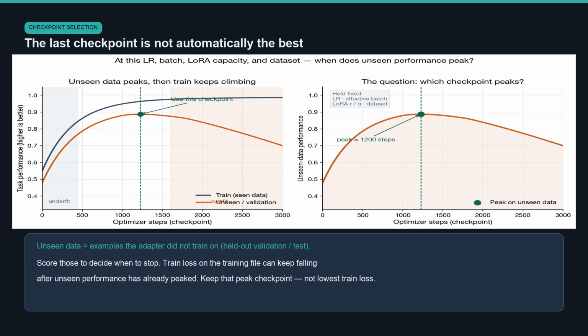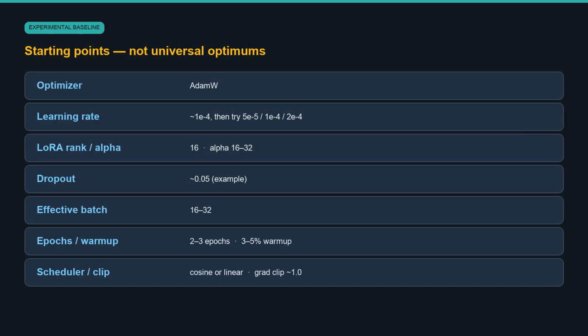A strong experimental baseline is AdamW, learning rate around 1e-4, rank 16, alpha 16 to 32, dropout around 0.05, effective batch 16 to 32, 2 to 3 epochs, 3 to 5% warm-up, cosine or linear decay, gradient clip around 1. Then actually try 5e-5, 1e-4, and 2e-4. These are starting points, not universal optimums.